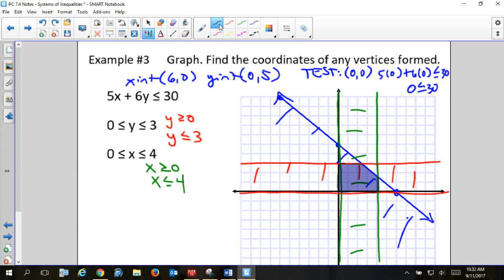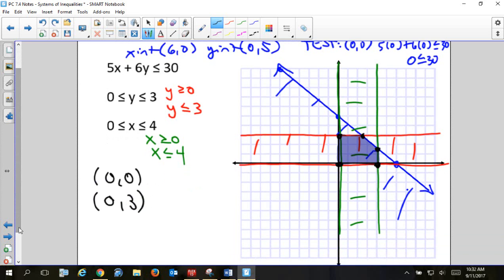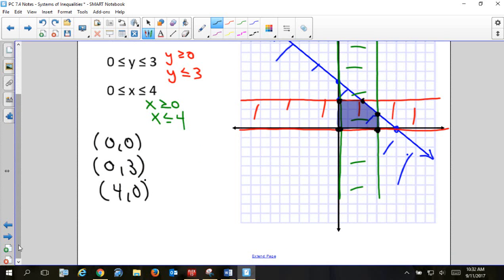So how many vertices are there for a pentagon? So we have to write down 5 vertices. So 0, 0, that's one of them. 0, 3. 4, 0. What else? They're fractions. So, we're going to find them. It's not going to be that bad.